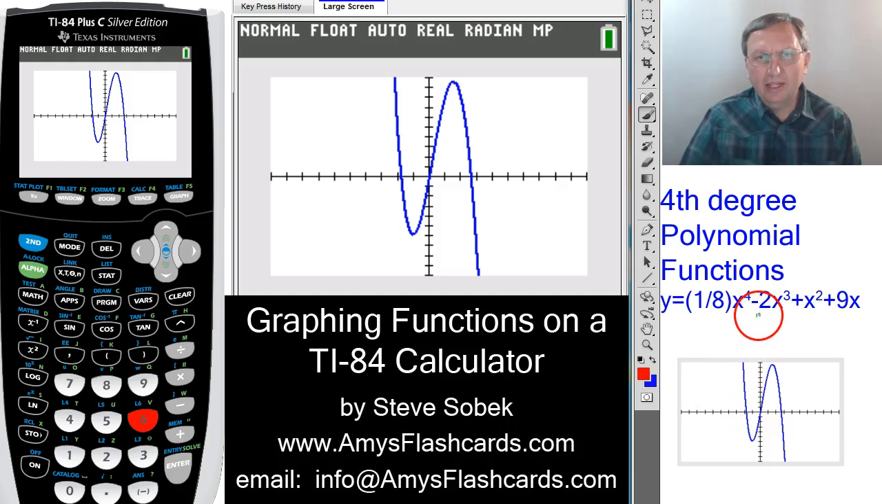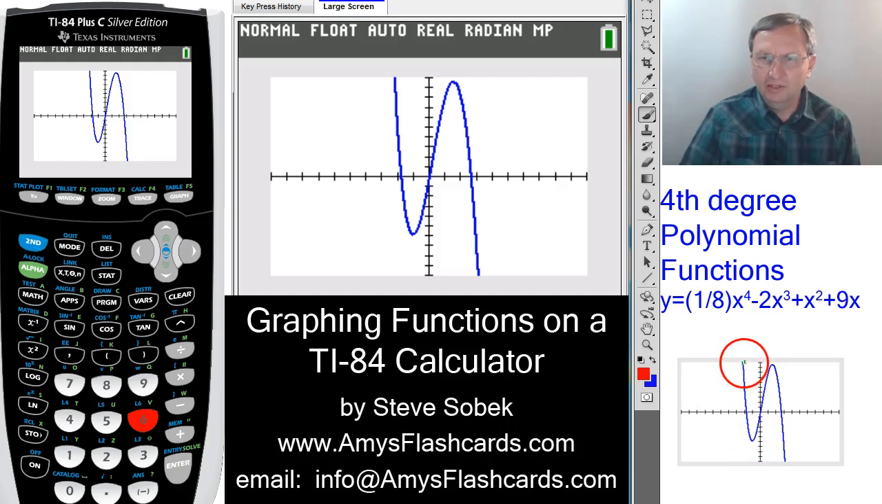4th degree or any even degree polynomial functions, for extreme small or big values of x, are both going to head the same direction, either both up or both down. 4th degree functions will change directions no more than 3 times. This has already changed directions twice. It's going to change directions one more time.